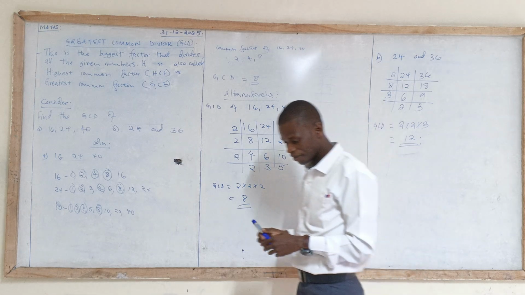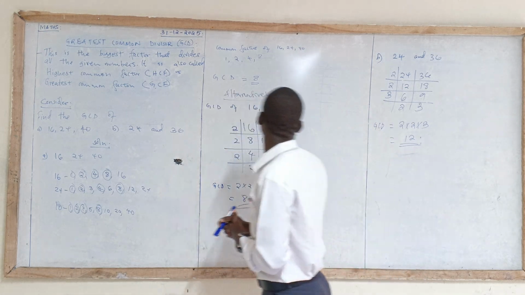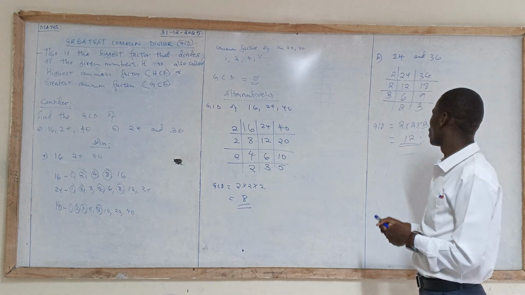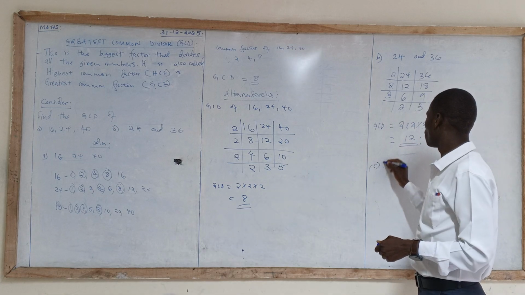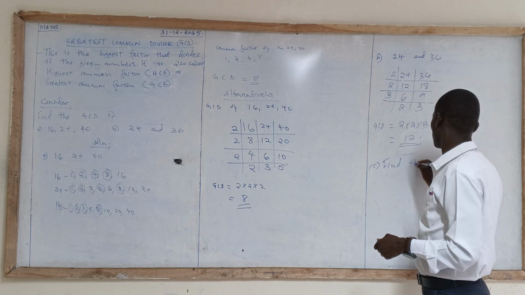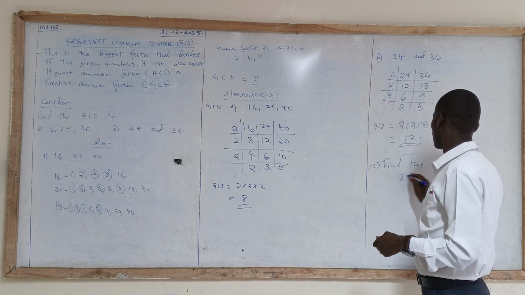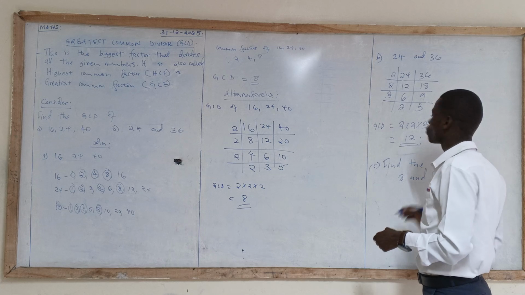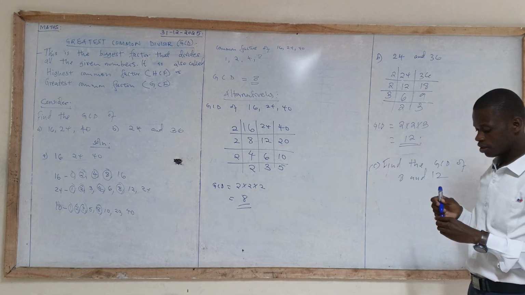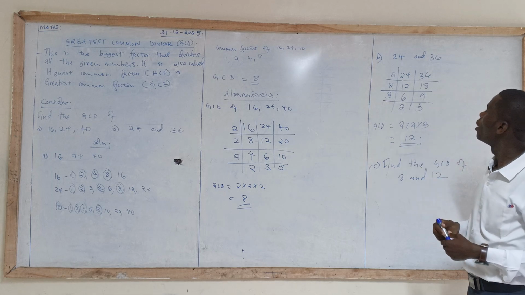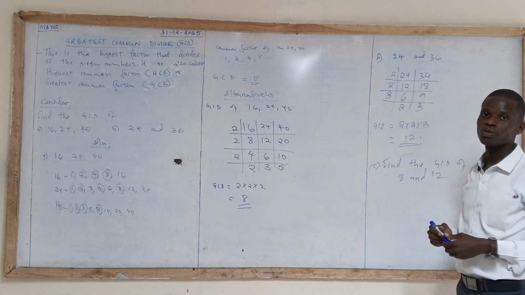Now, since you can be wondering, what is there for you to do? Do for me this one. Find the GCD of 8 and 12. Don't use the listing method, or you can use two of them, and find the GCD of 8 and 12.